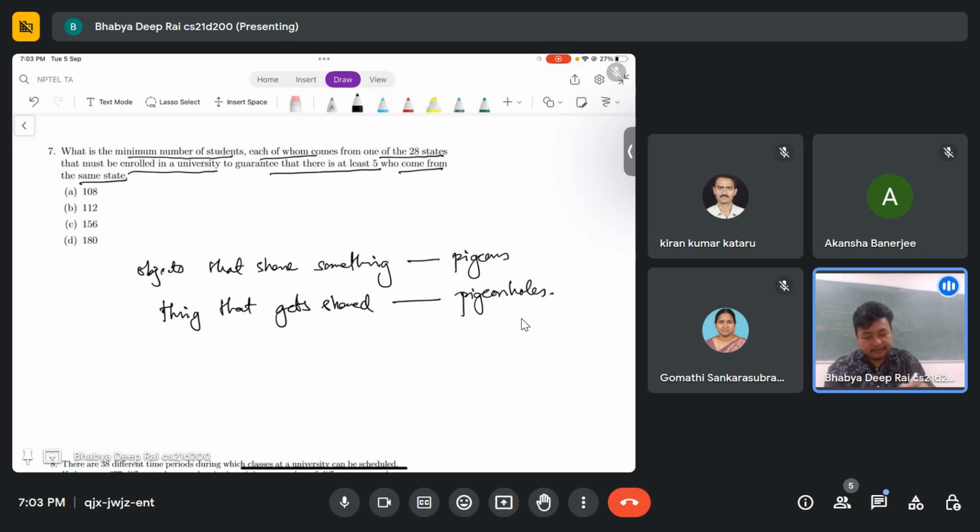So here, they share the same state. The question is saying, if they share the same state, then the state is the pigeonholes because it is the object that is getting shared, and the objects that share are the students. The students are sharing the states. Okay, good. So now, like the previous question, can you tell me what is the answer to this?